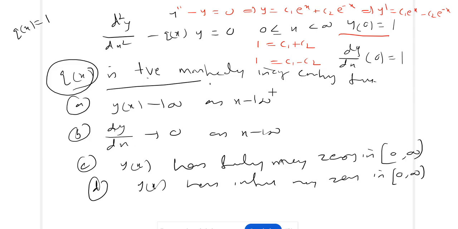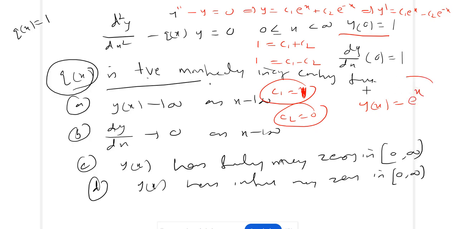Solving both: adding them, c2 cancels, so c1 equal to 1; subtracting them, c1 cancels, so c2 equal to 0. So from this, what is the solution? c1 equal to 1, not 0. So y of x equal to e power x.